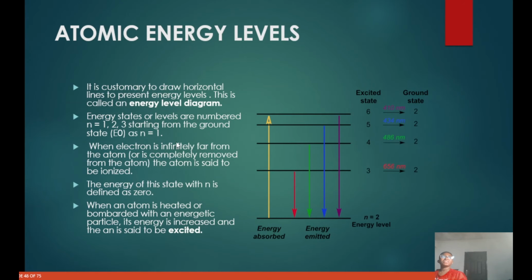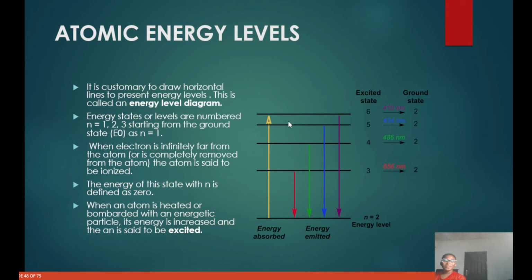When an electron is infinitely far from the atom, the energy level will be very, very small. This is the point where it is completely removed from the atom and is said to be ionized. The energy of this state with n infinity is defined as 0. When an atom is heated or bombarded with an energetic particle like light, maybe the electron was at this point and light is incident on it, it will become so excited, like a stubborn child that wants to leave the house. It will go to the next energy level.